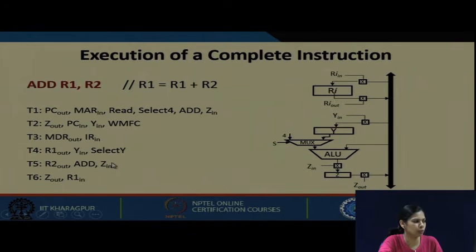So, the output of R1, R2 is present in Z. Finally, it has to be brought into R1. So, we do Z out and R1 in. So, for executing a complete instruction, part of which we already knew. So, this is only the fetch phase. Every instruction will have these 3 steps in common for single bus architecture.